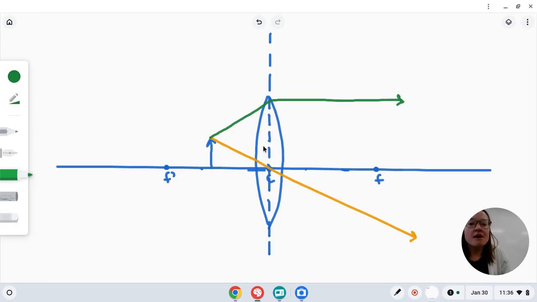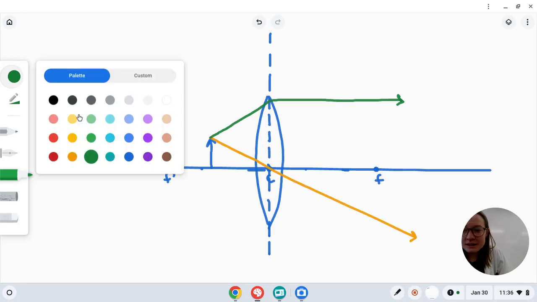Finally, our last rule is that a light ray that goes parallel to the optical axis will refract down through the focal point. So I start with a light ray that's headed parallel to the optical axis. It will then refract down through the focal point like this.